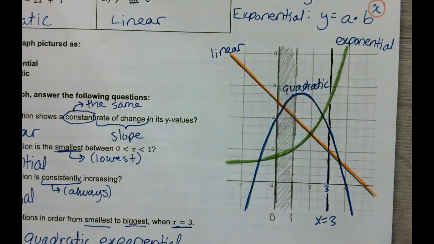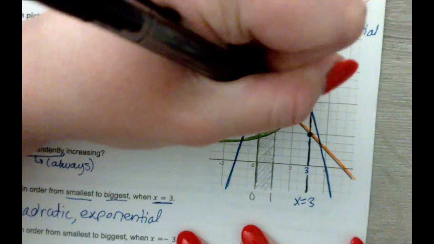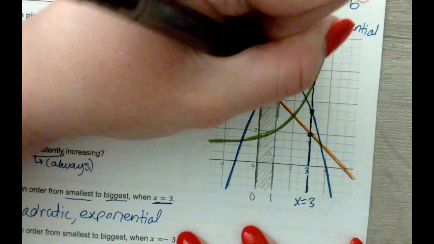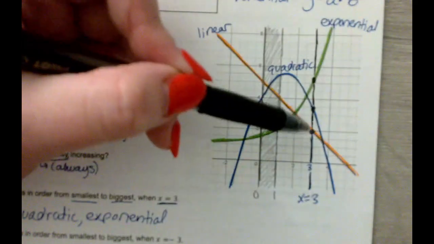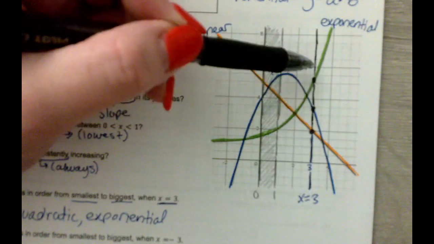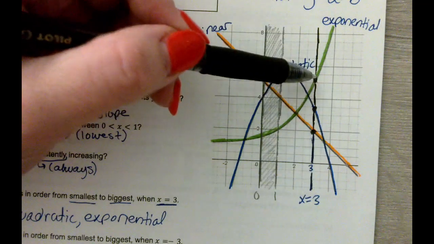And if you need to mark those points as you go, just to make them stand out even further, you can do that. So those are the 3 places where they hit, and this is going to be from smallest to largest, because obviously it's going to get bigger as we go up. Linear, quadratic, exponential.